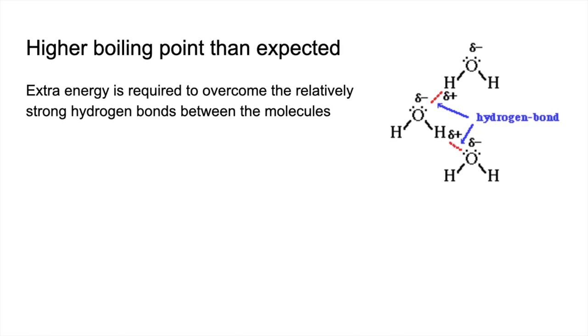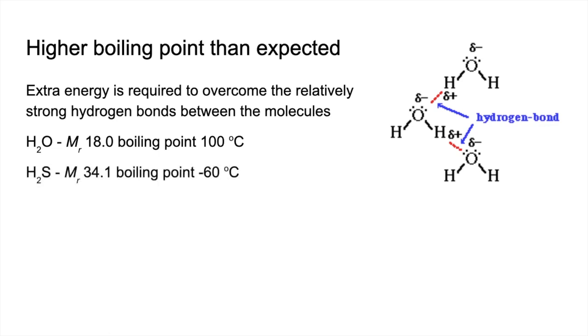So just to put this in some context as to how unusual this is, if we take the H2O molecule, it's got an MR of 18, we know the boiling point of H2O water is 100 degrees C. Well, if you look at the hydride of the group 6 atom directly below oxygen, so hydrogen sulfide, that's got an MR almost double of H2O, 34.1. The boiling point of hydrogen sulfide is minus 60 degrees C.